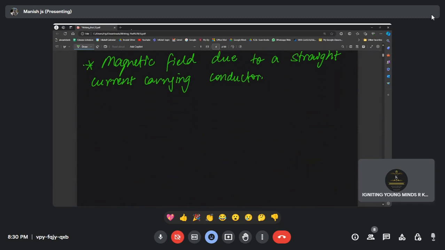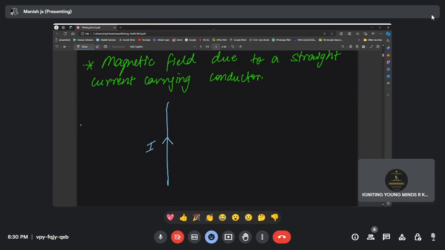I'm just going to draw it here for your reference. So let me take a straight current carrying conductor. This time I'm taking it like this. I'm not taking it horizontally, I'm using a vertical representation. So I'm taking a straight current carrying conductor. It is carrying a current of I amperes.